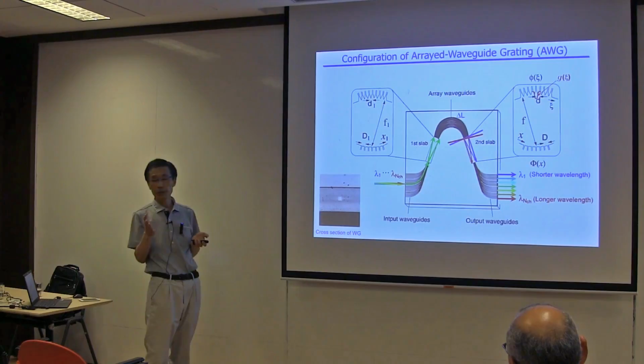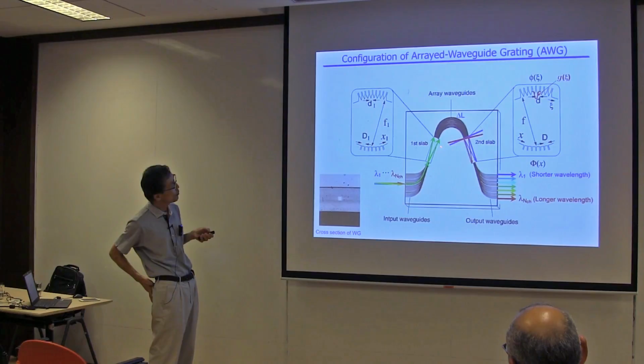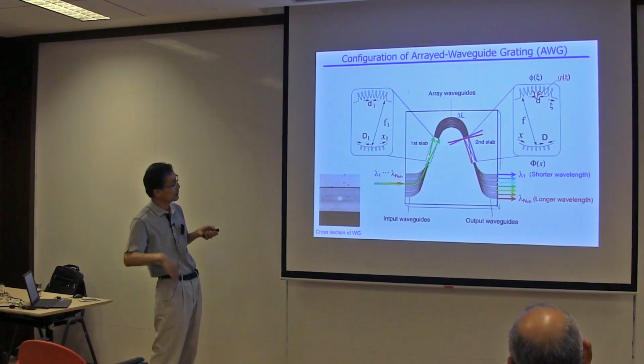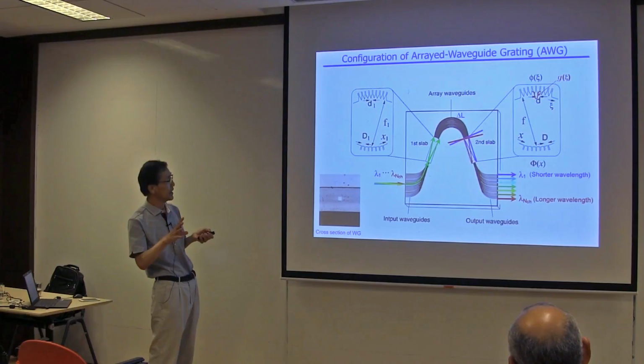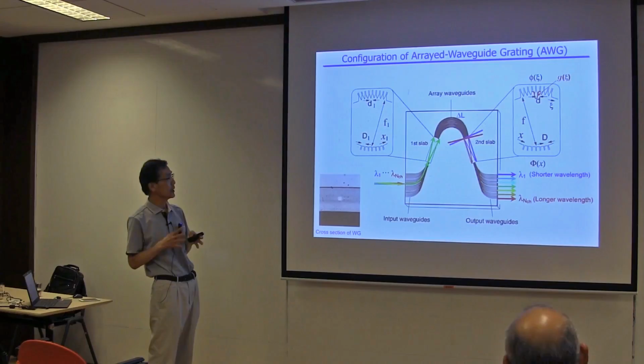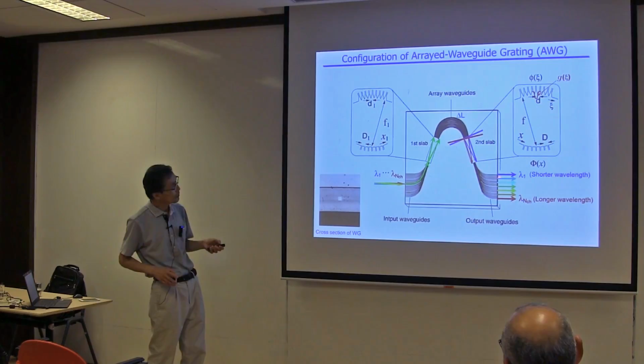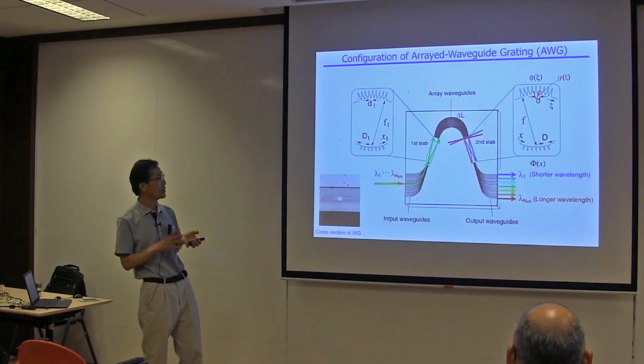Generally speaking, the shorter wavelength component tilts like this, and the longer wavelength component tilts something like this. Many arrayed waveguides emit the radiation, and only at a certain point does it constructively interfere. So we observe the output spot here, and it goes out through certain output waveguides. So this AWG automatically demultiplexes the WDM signal.